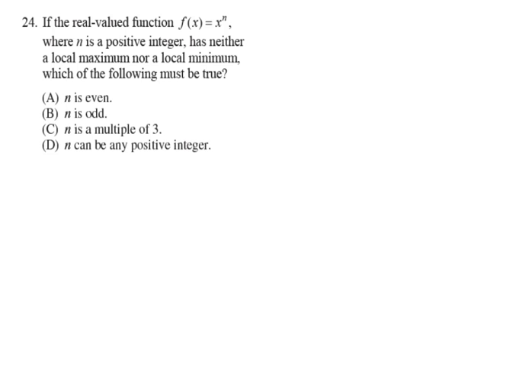In question 24, we have a real valued function f of x is equal to x to the nth power, where n is a positive integer, and it has neither a local maximum nor a local minimum. So which of the following must be true? So we're working with some polynomial here that doesn't have a local max or a local min.